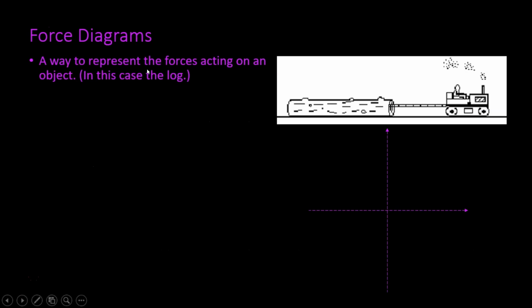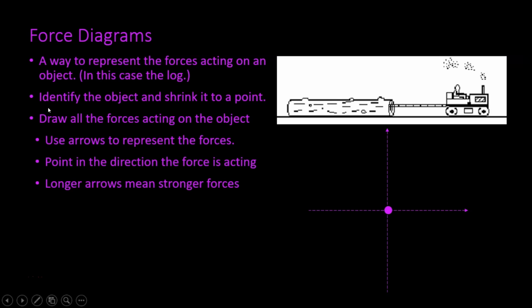Force diagrams are a way to represent the forces acting on an object. In this case, we're going to draw a force diagram on the log, and it's best to start with an XY axis. That's what these dotted lines represent. The first step is to identify the object and shrink it to a point. So we're doing the log, and we're going to shrink it to a point, and we're going to stick that dot at the origin.